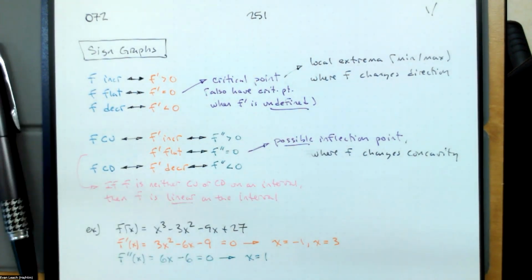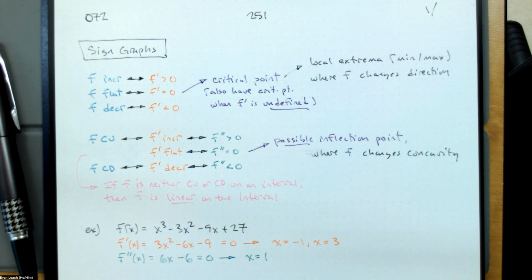This means that the sign of the second derivative tells us about the concavity of the function. So sign can tell us about direction. Sign can tell us about concavity. Direction can tell us about concavity. What we're trying to identify are inflection points, where a function is changing concavity, and local extrema. A local maximum or a local minimum is where the function is changing direction, either from increasing to decreasing for a maximum, or decreasing to increasing for a minimum.